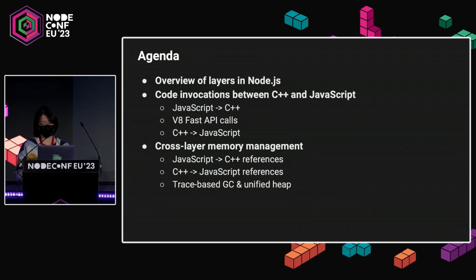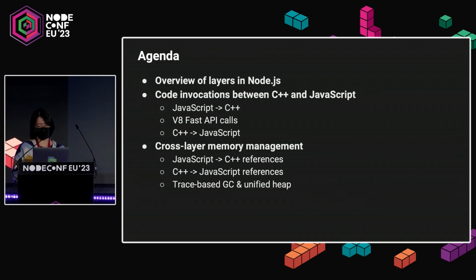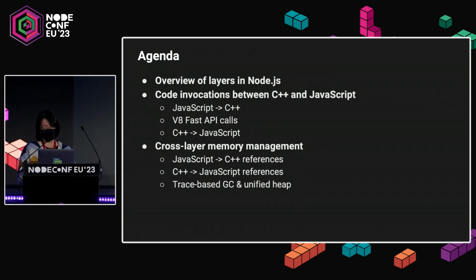the layers in Node, how the code on different layers invoke each other, and how the cross-layer memory references are managed. I will show some simplified snippets from the codebase along the way and talk about some of the ongoing work in Node Core to improve the C++ and JavaScript interactions. If you're interested in hacking on Node Core, for example, if you participated in the first contribution to Node Core workshop yesterday, hopefully this can save you time in figuring out how things work.